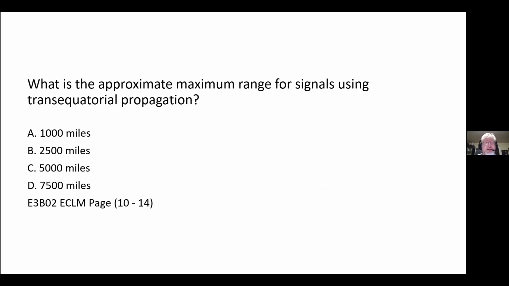What is the approximate maximum range for signals using transequatorial propagation? A, 1,000 miles. B, 2,500 miles. C, 5,000 miles. Or D, 7,500 miles. Charlie is correct, 5,000 miles.